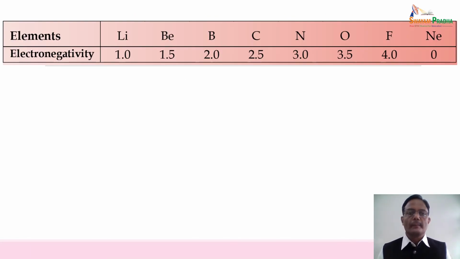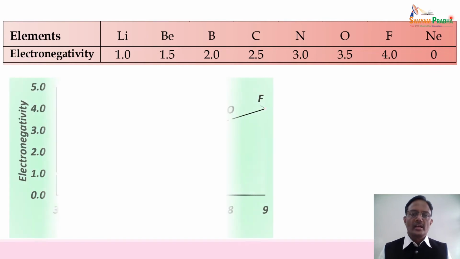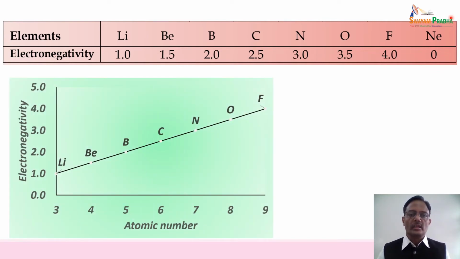Consider the example of second period elements. When we move from lithium to beryllium to boron to carbon to nitrogen to oxygen to fluorine to neon, what is the trend of electronegativity? We can see that there is a continuous increase from lithium to fluorine, and neon is having zero electronegativity due to its noble gas configuration and completely filled valence shell. So there is no anomaly from lithium to fluorine, with a continuous increase in the electronegativity from left to right across the period.